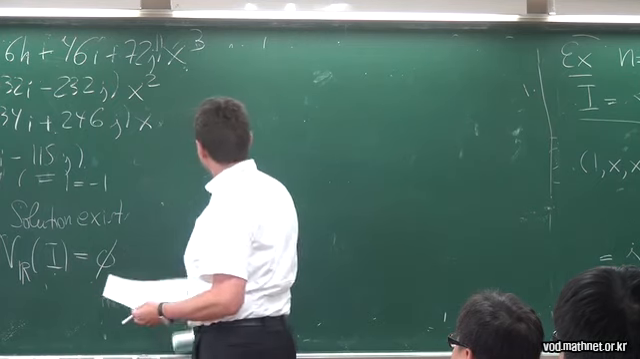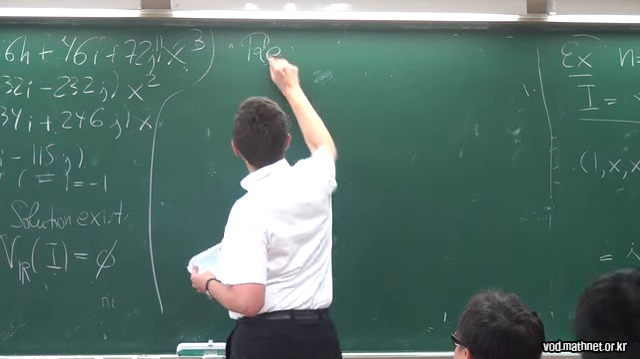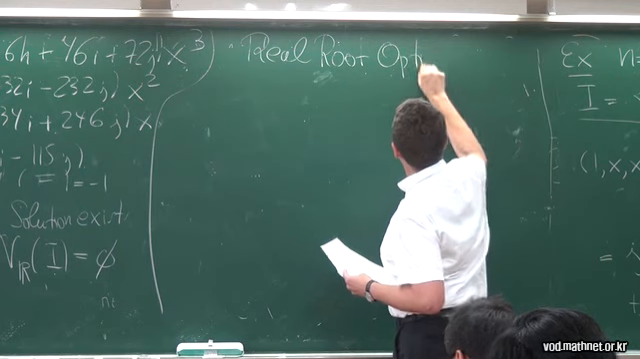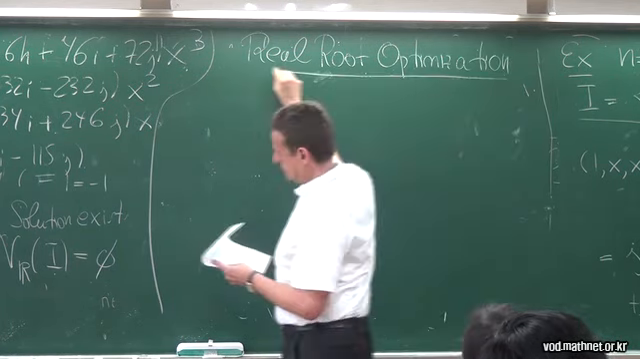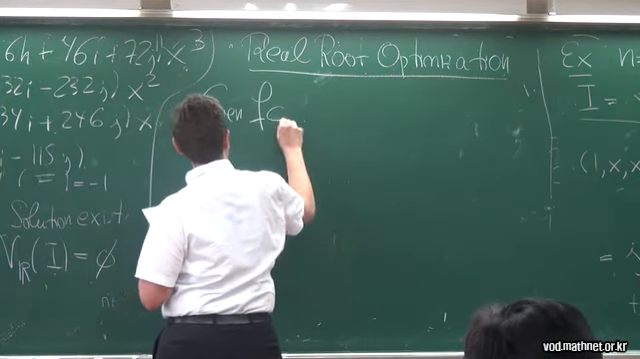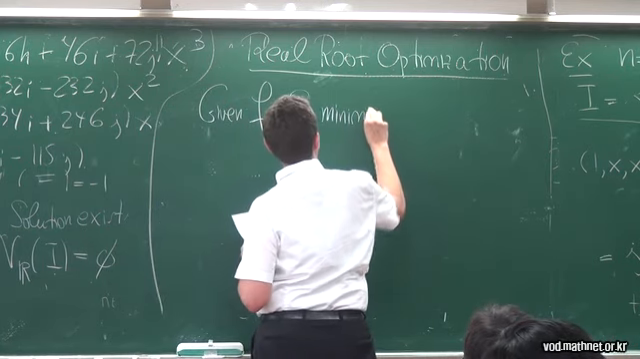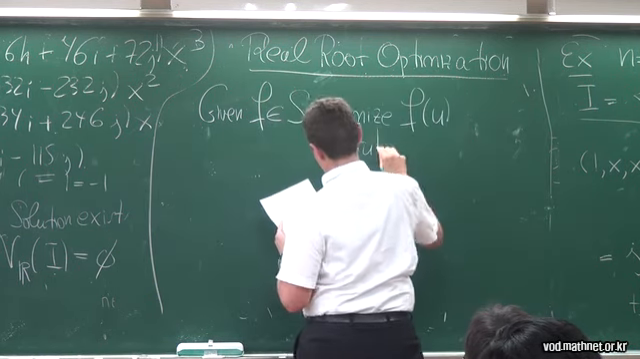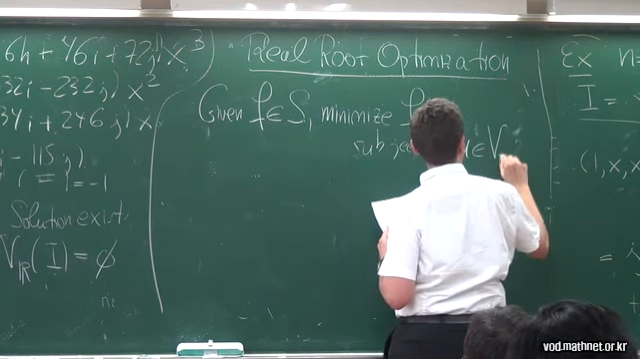Okay, so what about the optimization problem? Well, let me call this real root. So we could, for example, look at some real root optimization problem. We might ask the following question. Given a polynomial, minimize f of u subject to u being in the real variety.